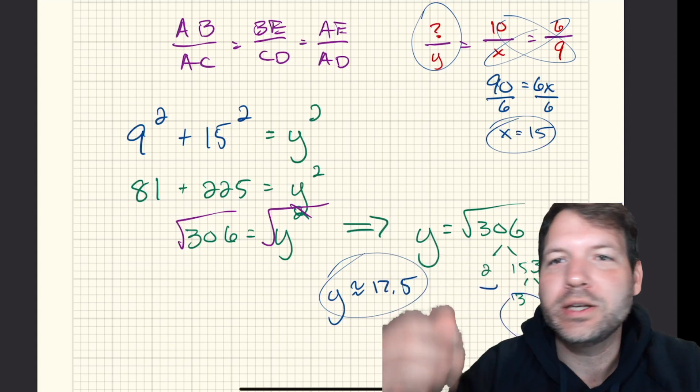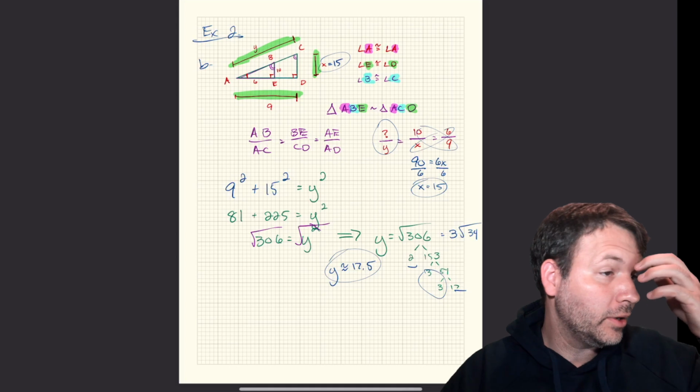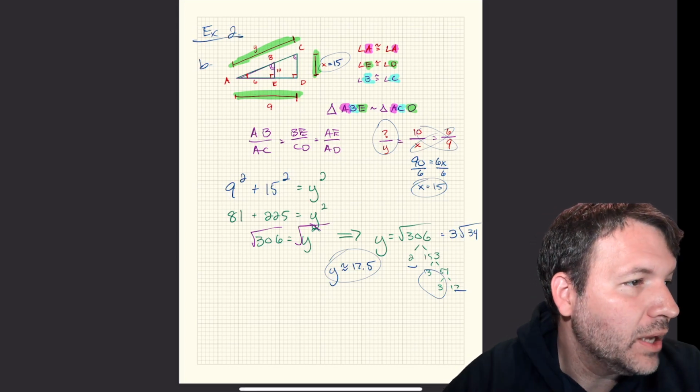I just know them. All right, so you need to go ahead and work through, check your progress 2A and 2B to figure out those missing measures.